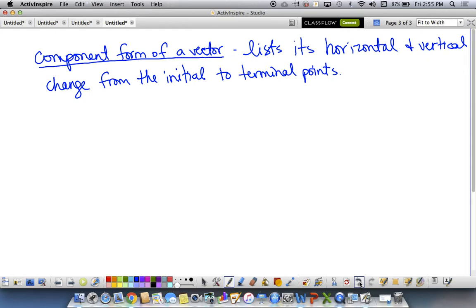Okay, so it's initial to its terminal. I'm going to recreate the one I just had up there, just on the other page. It started somewhere like this, and it went over to 5, and it went up to 4, right? So the horizontal change from the initial to the terminal was 5. Vertical change was 4. So guess what the components are?